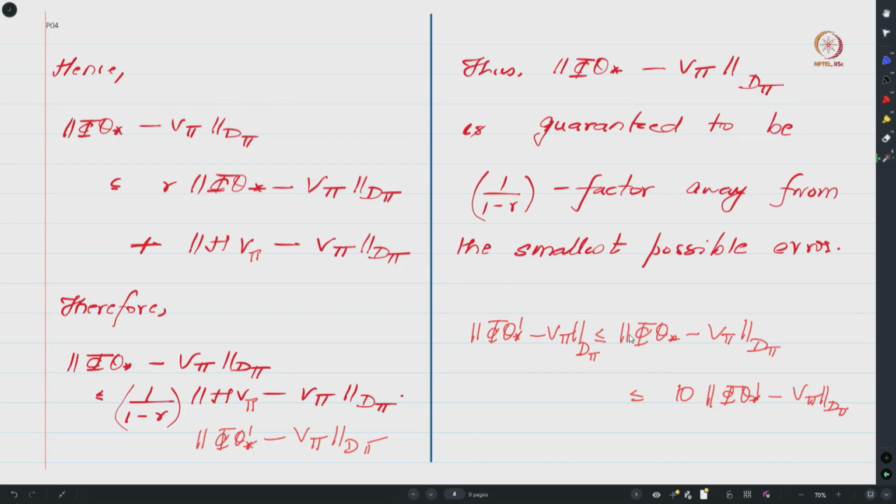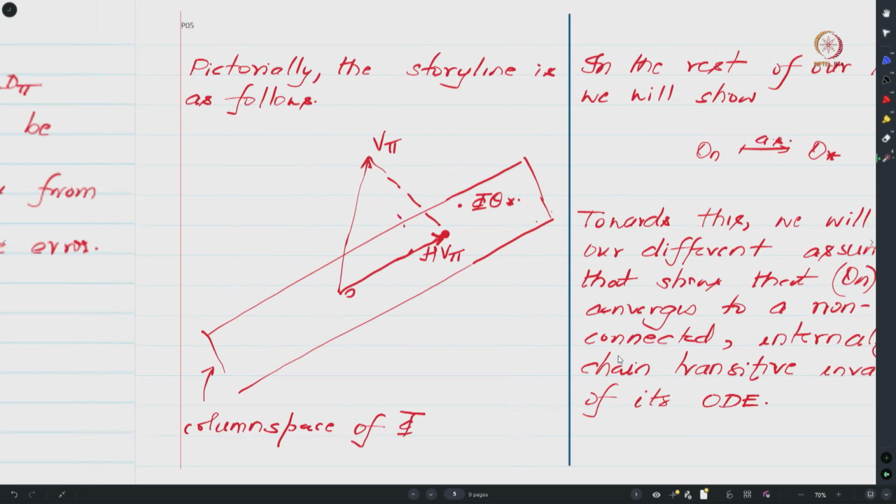But what this result is trying to tell us is that even if we manage to find phi theta star, the distance, or how bad this quantity will be, is at most 1 over 1 minus gamma times away from the best error that we can obtain. So this is what we have managed to show.